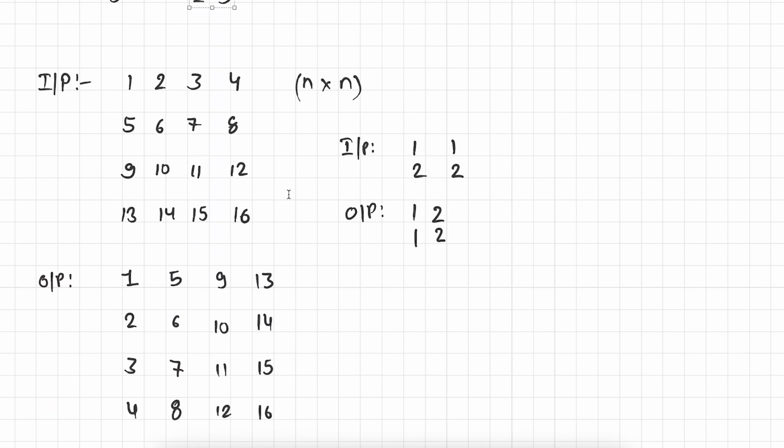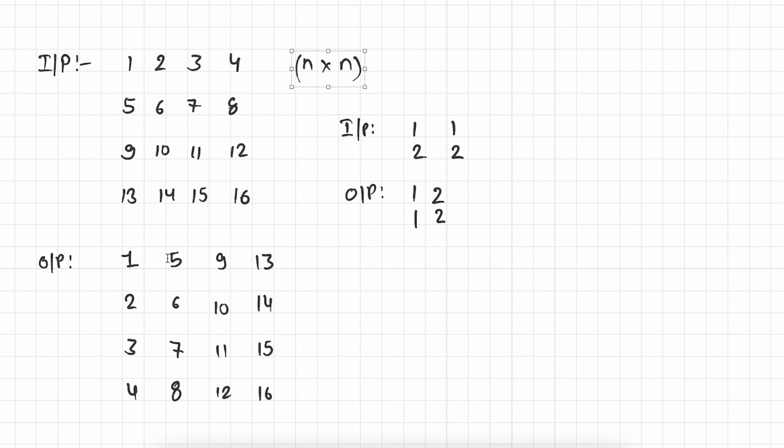Let's see this first example. Here the matrix is given as 1, 2, 3, 4, 5, 6, 7, 8, 9, 10, 11, 12, 13, 14, 15, 16. And this matrix is n cross n. This means the count of rows is exactly equal to the count of columns. And after transposing this matrix, the rows become columns and columns become rows.